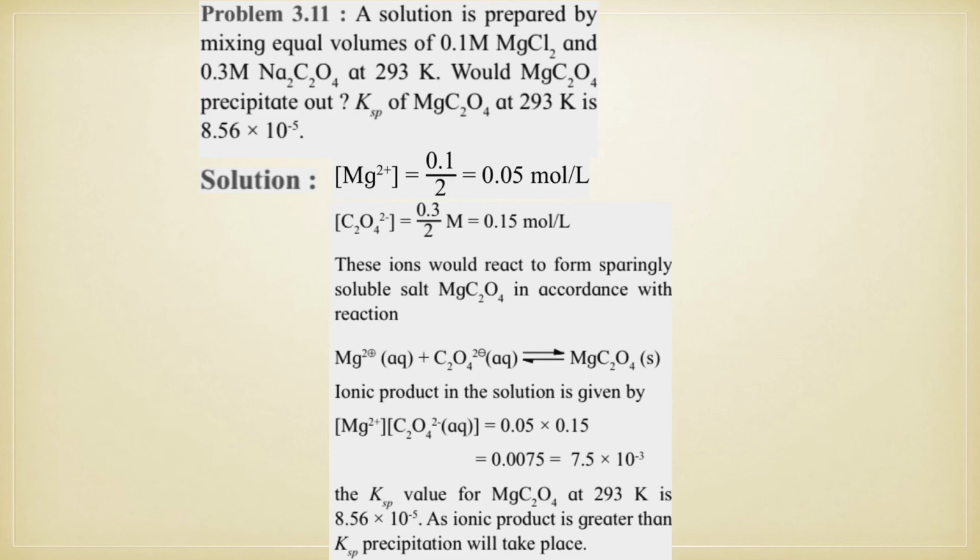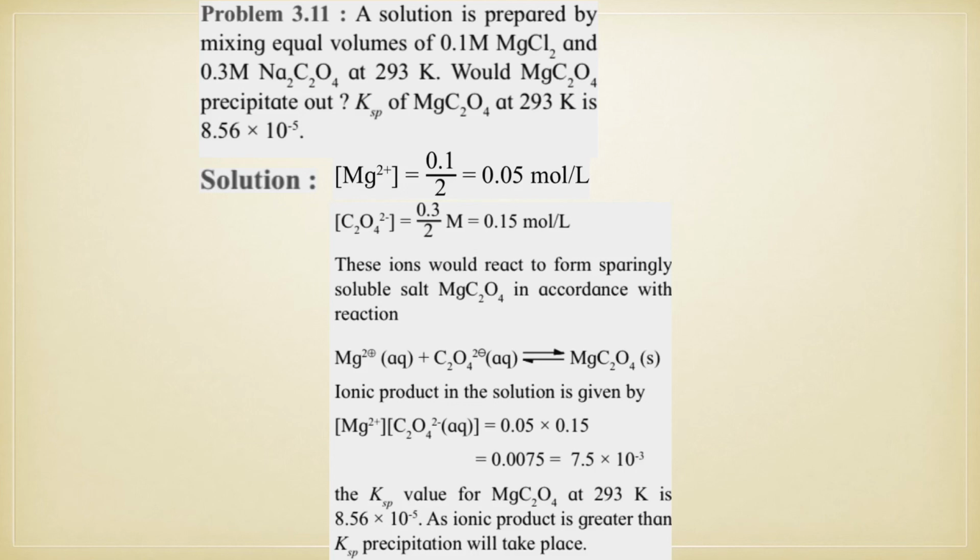Now here it is asked whether magnesium chromate precipitates out. Whenever such a problem is asked, we have to find out IP. What is IP? Ionic product. Then only we can say whether the solution will precipitate or not. We have learnt we have three conditions. If IP is equal to Ksp, equilibrium, just saturated. When IP is less than Ksp, what will happen?